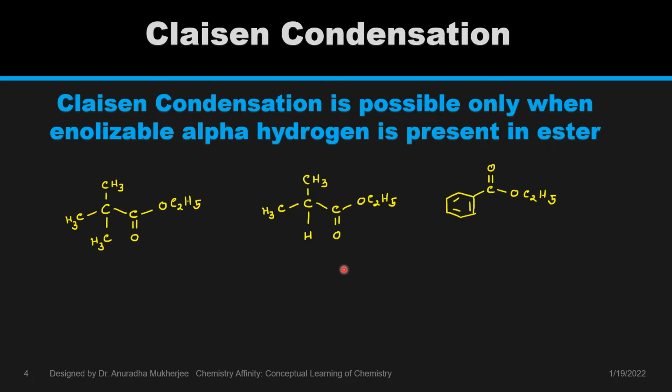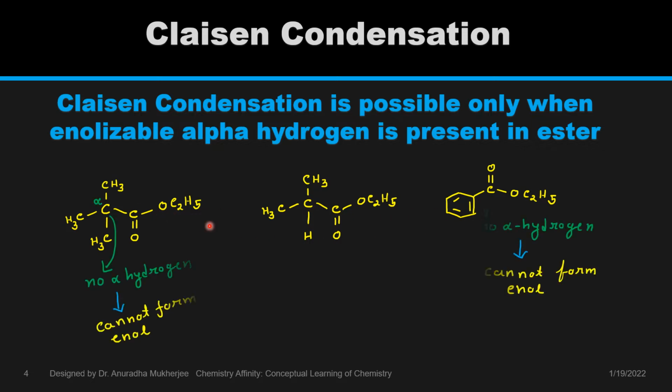So here you can see there are three examples of esters we have taken, and this is the alpha carbon. This alpha carbon doesn't have any alpha hydrogen, so that means it cannot undergo enol formation. Now in the second structure, this is the alpha carbon and it has an alpha hydrogen, so it can undergo enol formation. In the third molecule, this is the alpha carbon, but it doesn't have any alpha hydrogen, so it cannot form an enol.